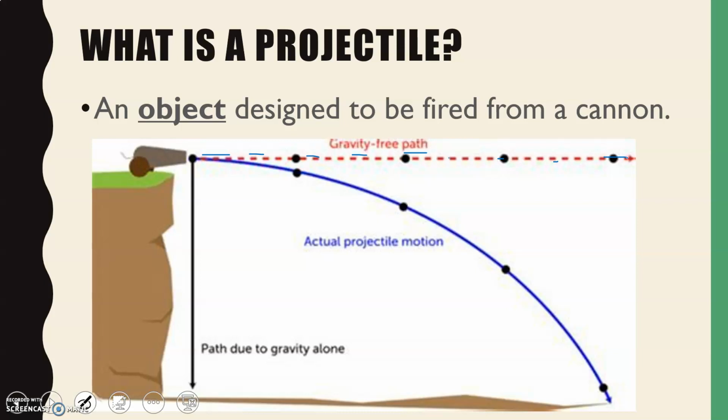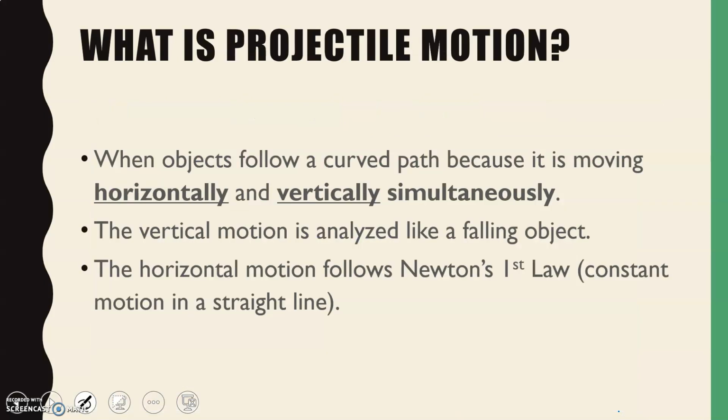If the object just rolled out of the cannon, it would take this black path. So that's the path due to gravity alone, so no launch. But when objects are launched from a cannon, thrown off a cliff, whatever the case may be, it actually takes the path of this blue line. And as you can see, it's curved, right? So this is the path of the projectile motion whenever it's launched out of this cannon.